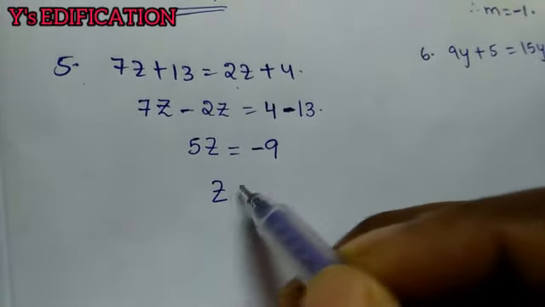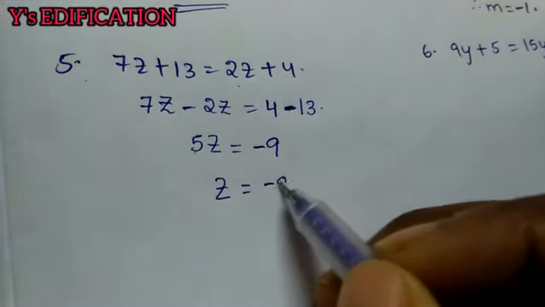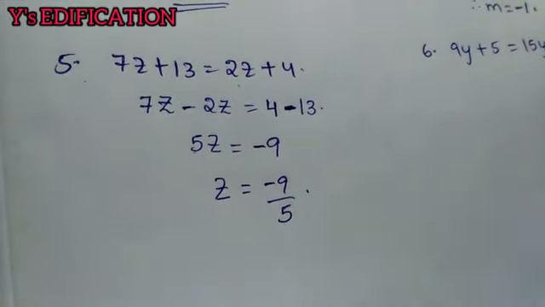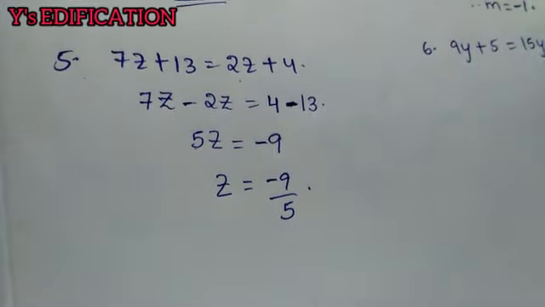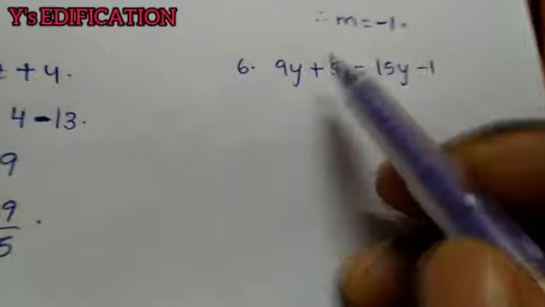So we want only z value. What is the z value here? Transpose this 5 to the RHS, it becomes division. That means z is equal to minus 9 by 5. Okay, coming to the next one, a similar problem.